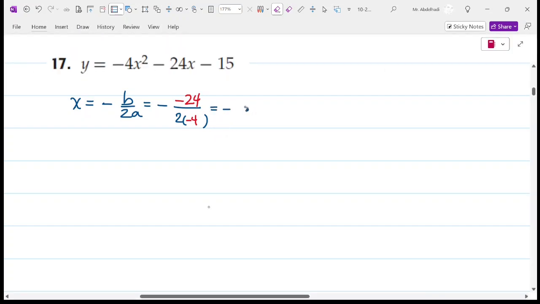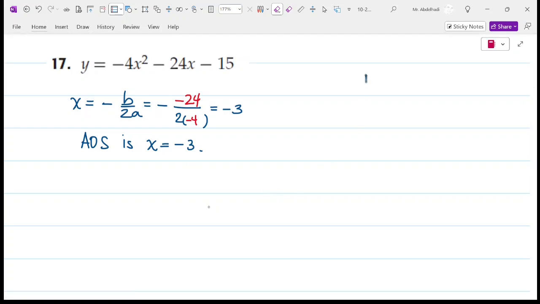So negative, and then 24 over 8 is what? 3. So what's my axis of symmetry? My axis of symmetry is x equals negative 3. All right, so we have the h, okay? So what does that mean?